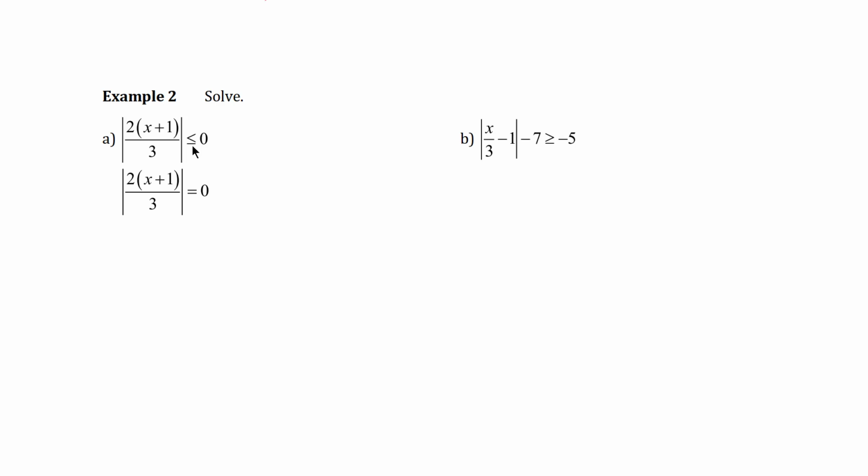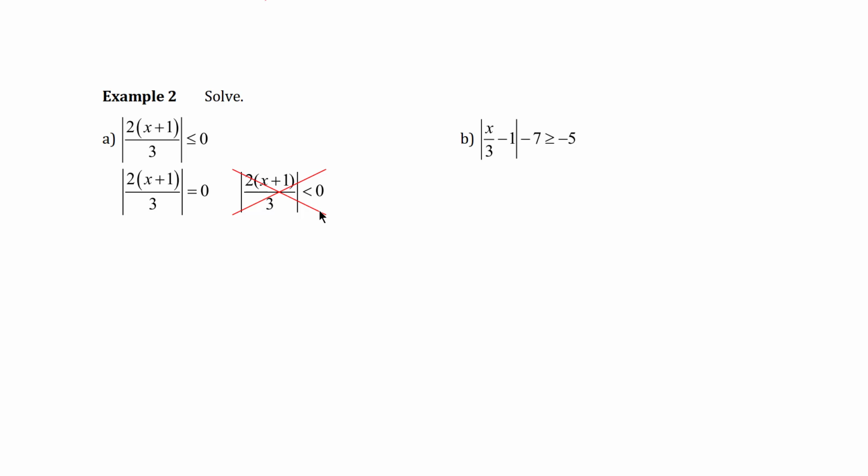The first situation is the absolute value of the fraction 2 times the parentheses x plus 1 close parentheses divided by 3 is equal to 0, or we have the absolute value of 2 times the parentheses x plus 1 close parentheses divided by 3 is less than 0. The situation where we have the absolute value being less than 0, this is not possible.